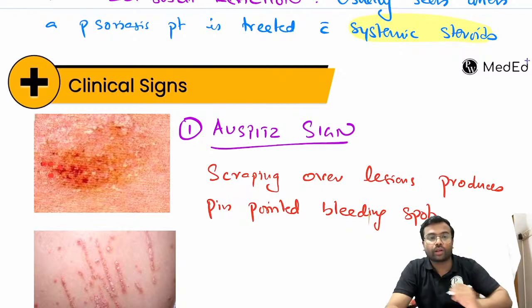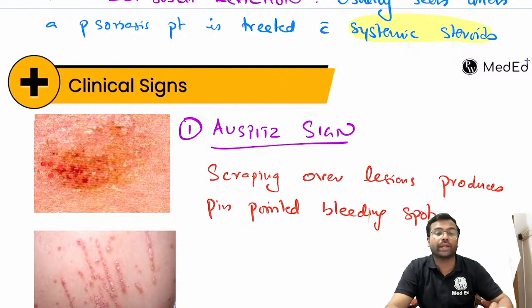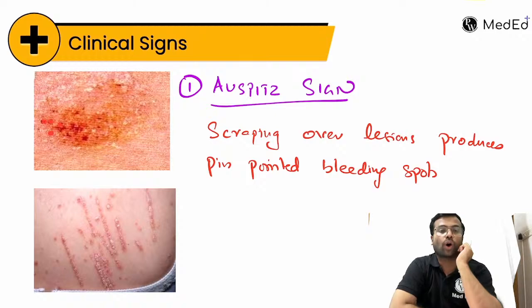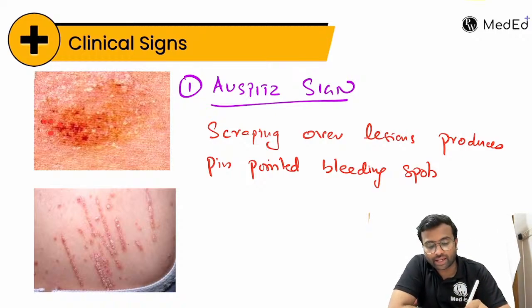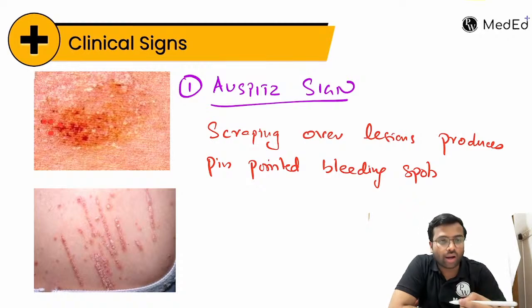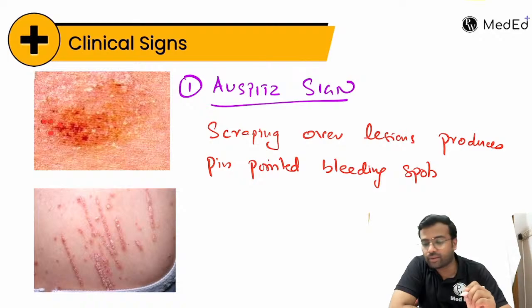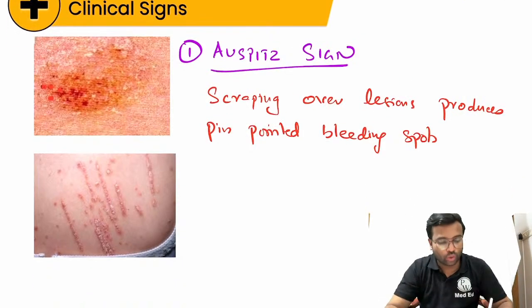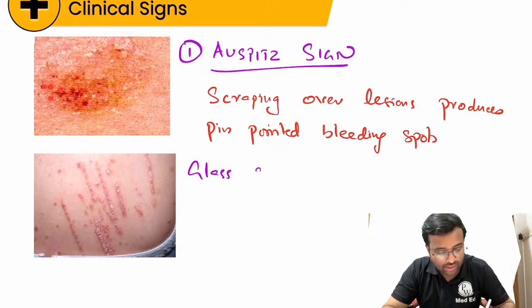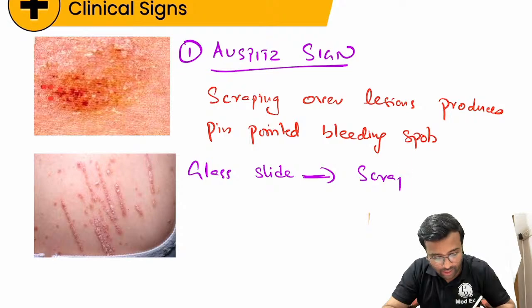So scraping over the lesions produces pinpoint bleeding spots. This is called Auspitz sign. Now, when we learn about Auspitz sign, let us also write down the stages of this test. First, you take a glass slide and you start scraping the lesions.